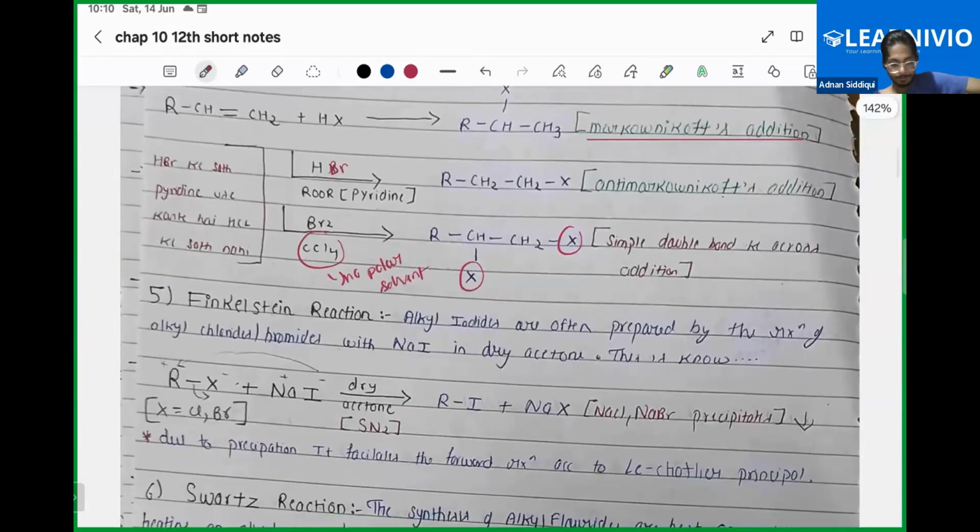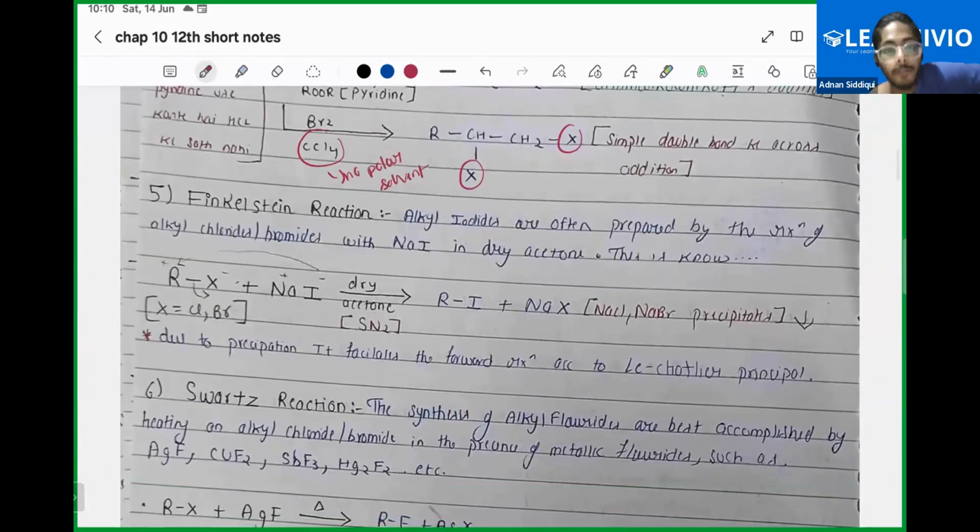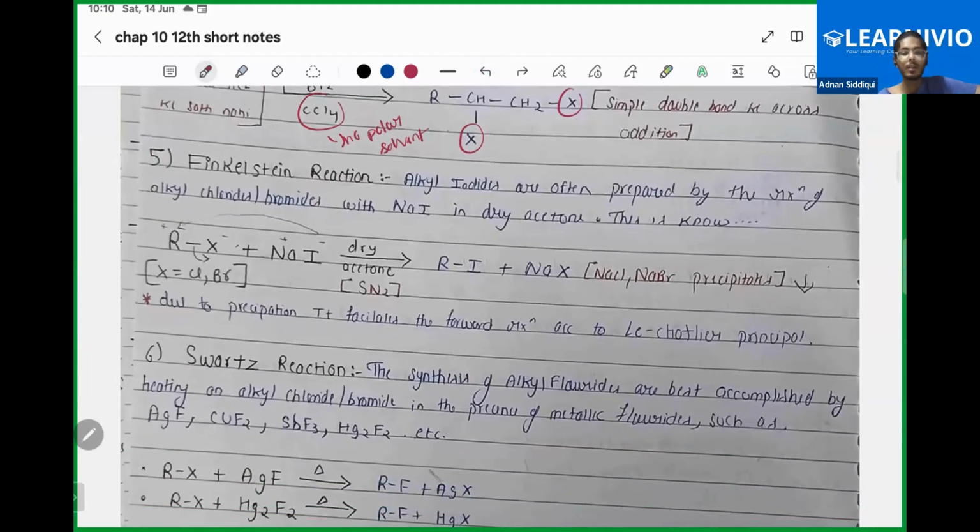Next is the Finkelstein reaction. This is again important because it is a name reaction. What we are doing here is converting an alkyl halide, either RCl or RBr, into RI, alkyl iodide. The Finkelstein reaction is used to prepare a specific haloalkane, which is alkyl iodide.